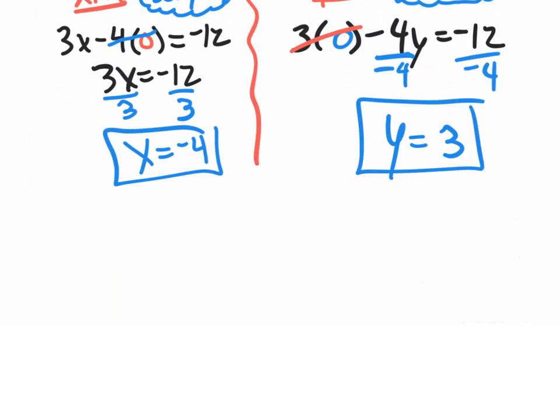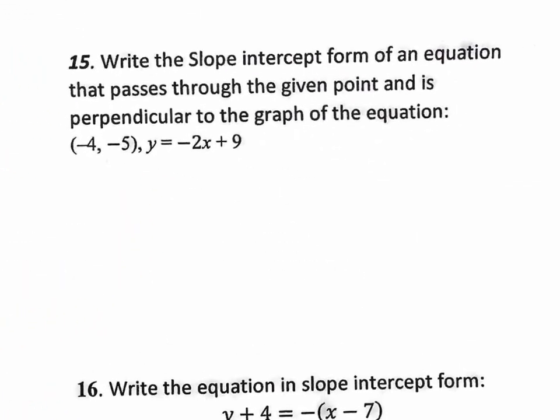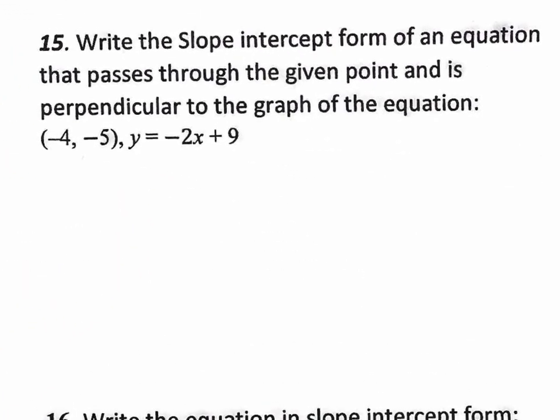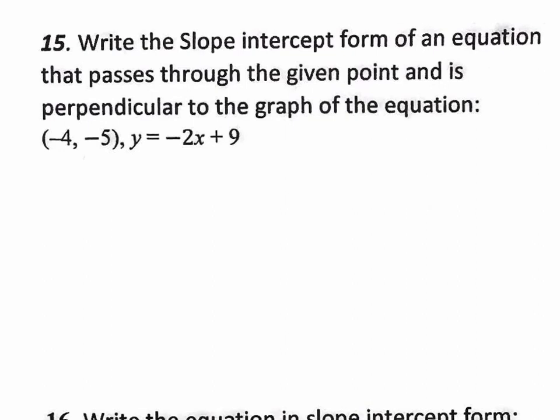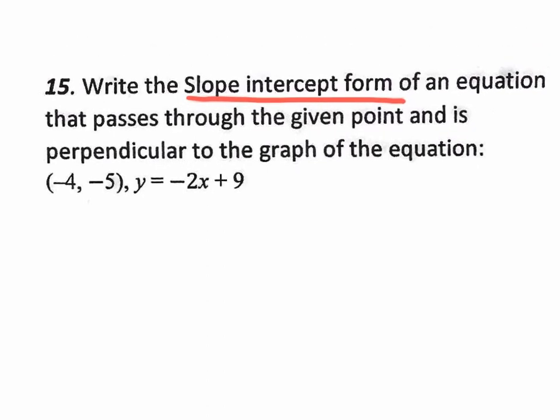Let's move on to 15. Way up here, sorry. It says, write the slope-intercept form of an equation that passes through the given points and is perpendicular to the graph of the equation. So they want us to write a slope-intercept form equation. Okay, that really is a y equals mx plus b. So they want us to write an equation that looks like this. Y equals mx plus b.